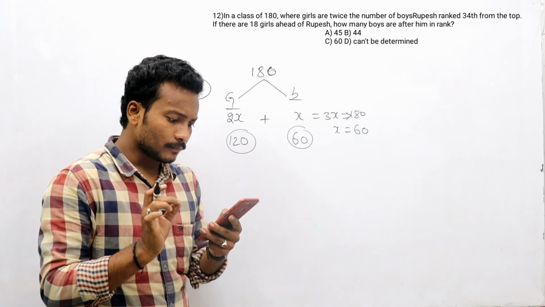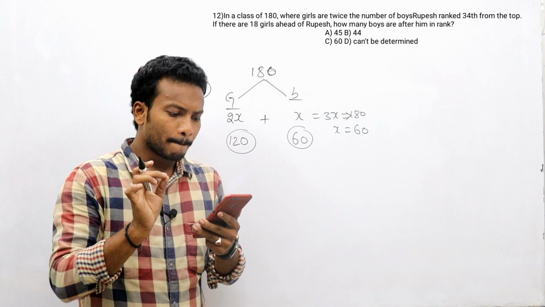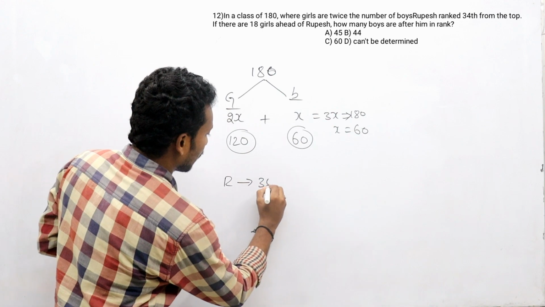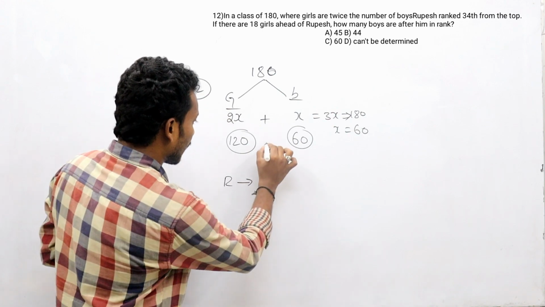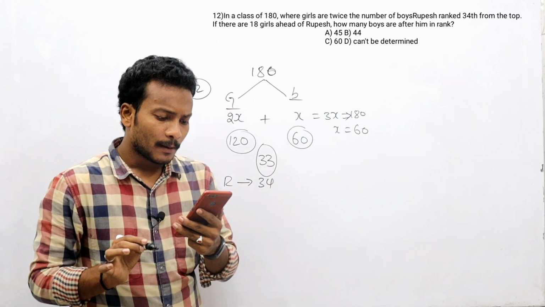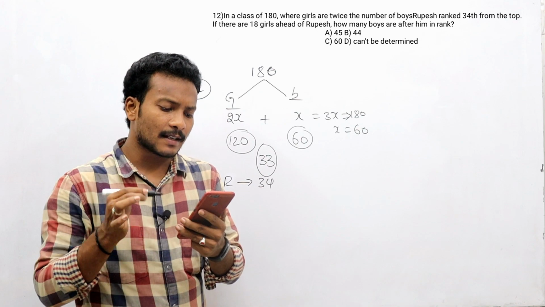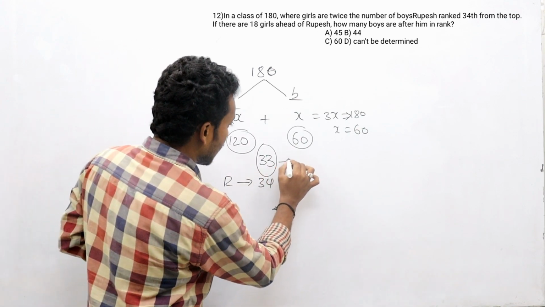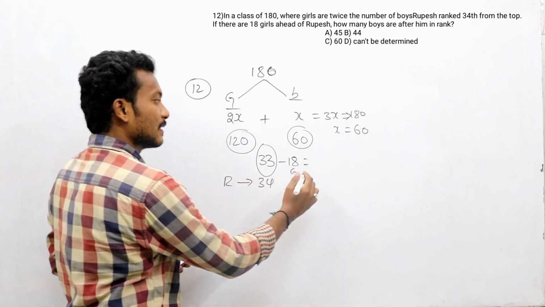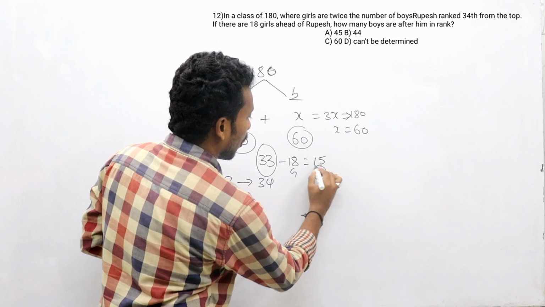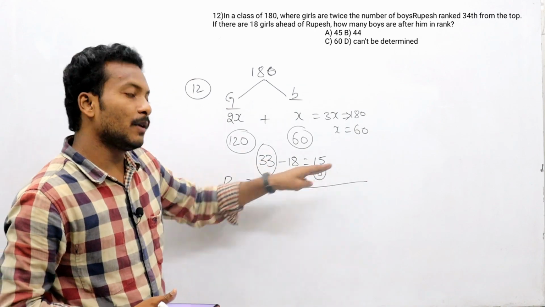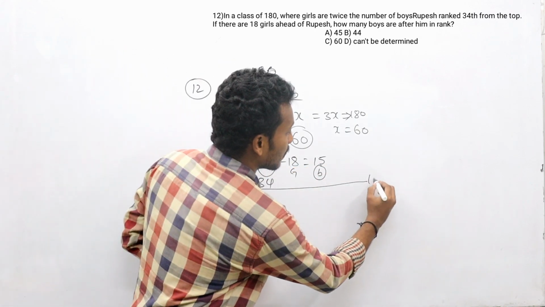After that, Rupesh is a boy ranked 34. He got 34th rank, which means above Rupesh there are 33 members. 18 girls are ahead of Rupesh. In these 33, 18 are girls. Total students minus girls, you get 15 that are boys. Above Rupesh, 15 boys are there. Up to Rupesh, 16 boys are over.